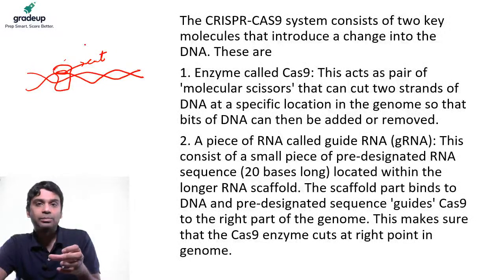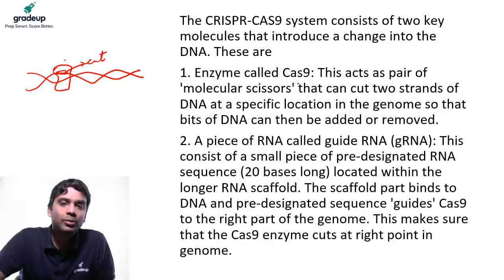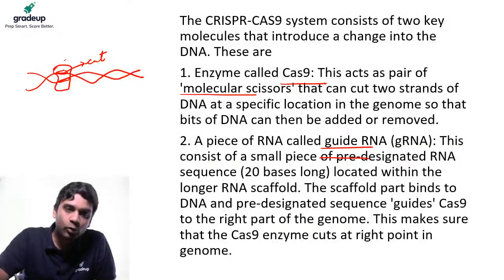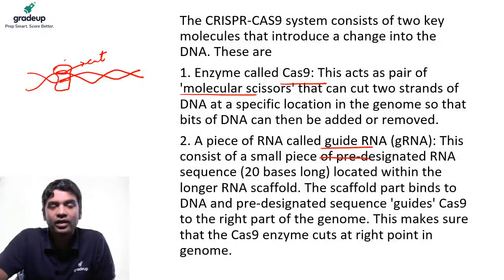Your DNA. Okay, your enzyme called Cas9 will go, bind to this, and cut both the strands of the DNA. Right? And what guides it is your guide RNA. Now this guide RNA will go to this particular HIV-forming DNA sequence, it will go there and it will cut here. And later another sequence can be added.